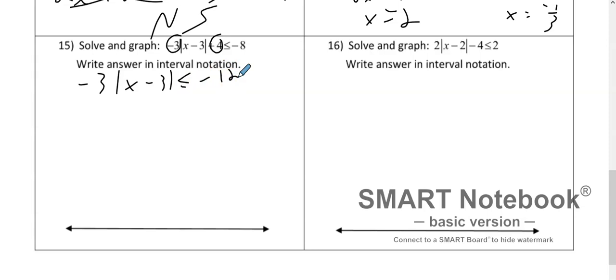Now, this -3, I will see a lot of people say +3. The -3 is being multiplied by that absolute value. Oh, another thing, remember, you cannot distribute that -3 inside an absolute value. It's not parentheses. No one gets in. So I have to divide by -3.